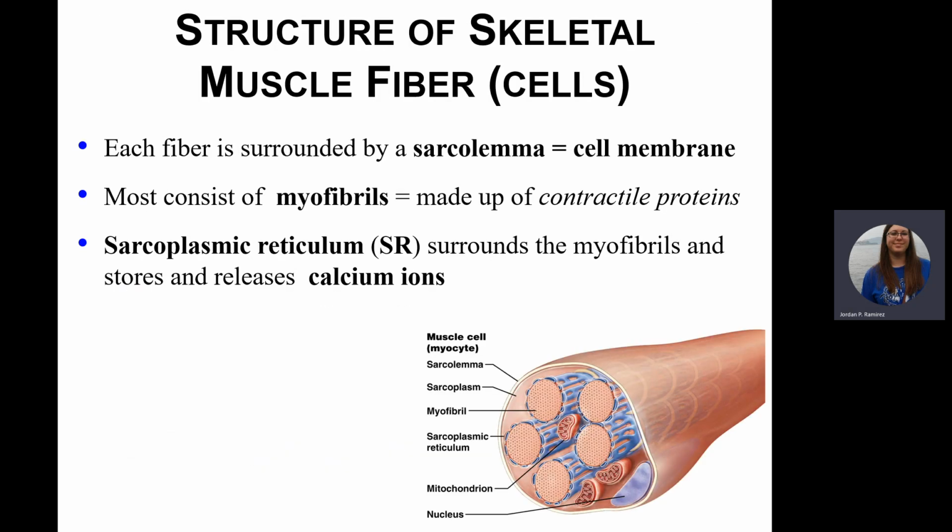All right, so each fiber is surrounded by a sarcolemma. Again, a cell membrane. When you're talking about muscle cells, it's very specific. Sarcolemma, cell membrane, plasma membrane, it's the same thing. So most consist of myofibrils, which are made of contractile proteins. Again, we'll talk about the terms here in just a minute.